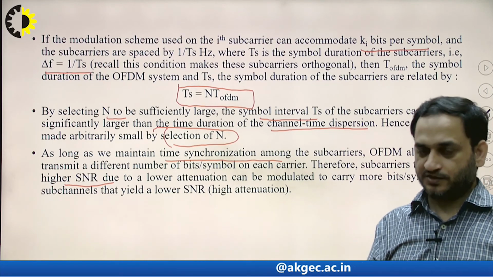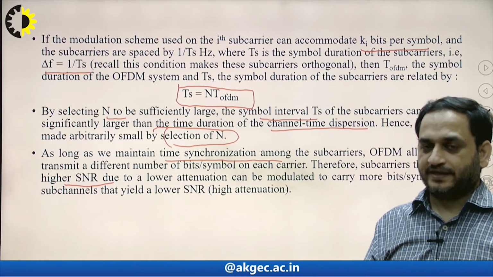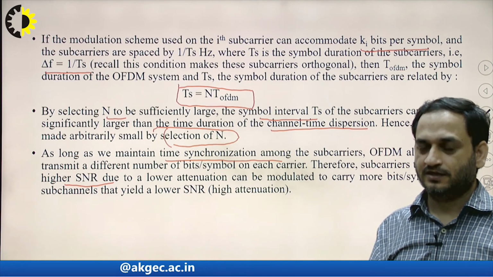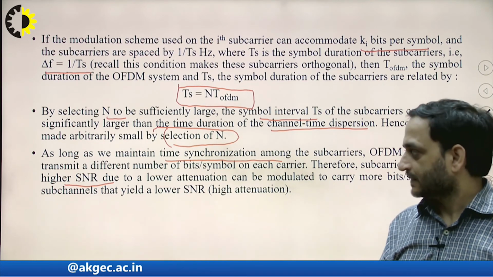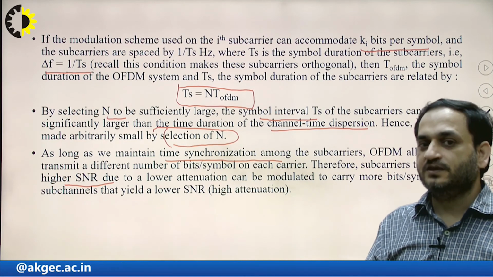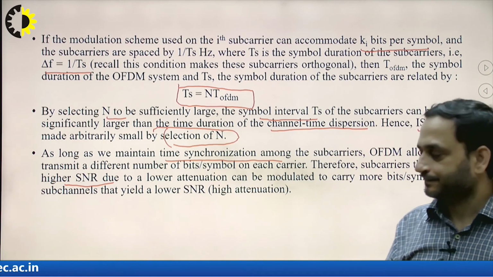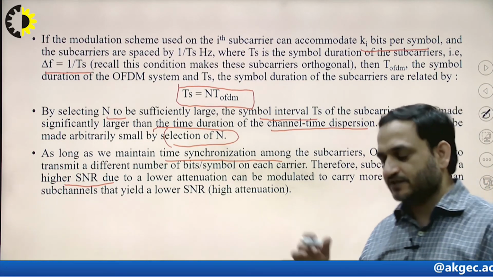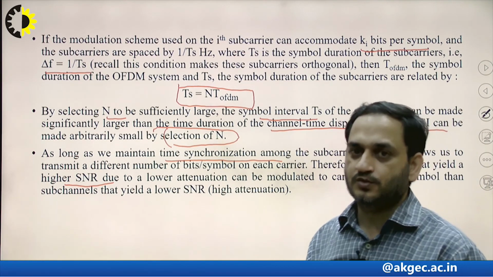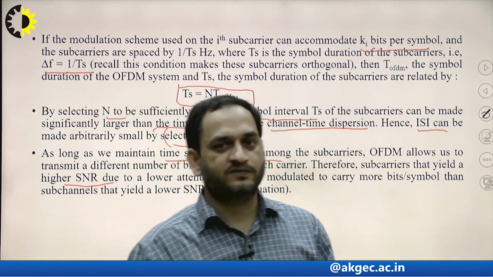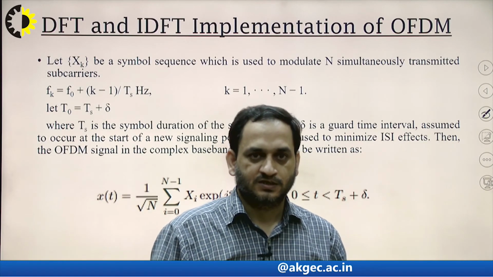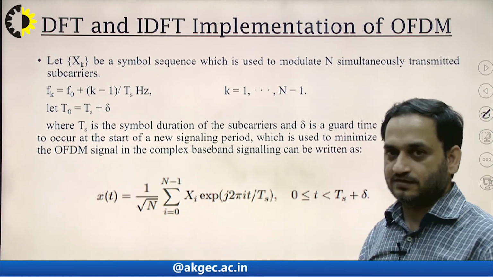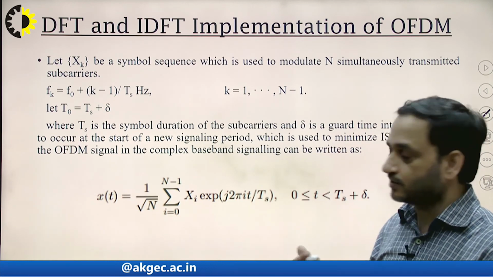Why is it low attenuation? Because these subcarriers are orthogonal in nature, with very little ISI, inter-symbol interference. So it means the attenuation will be very much less. Each subcarrier has a low SNR value, but when we combine all these low SNR values, the resultant will be a very high SNR value. This is the concept through which we divide the complete carrier into small subcarriers.